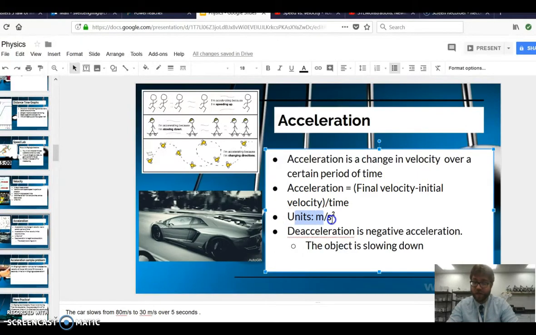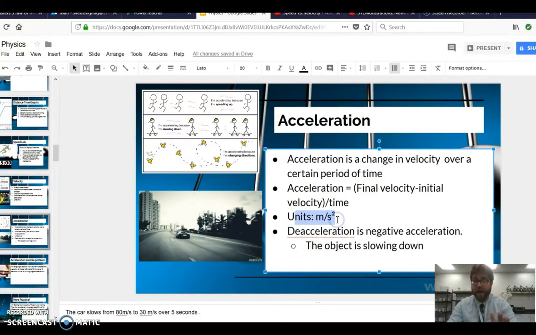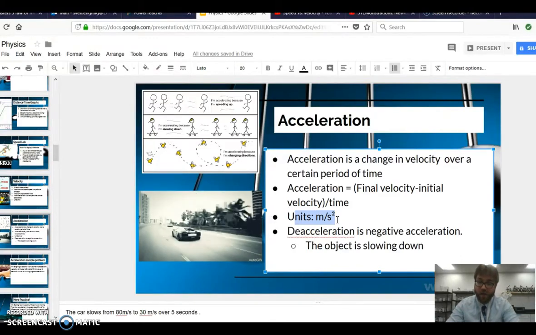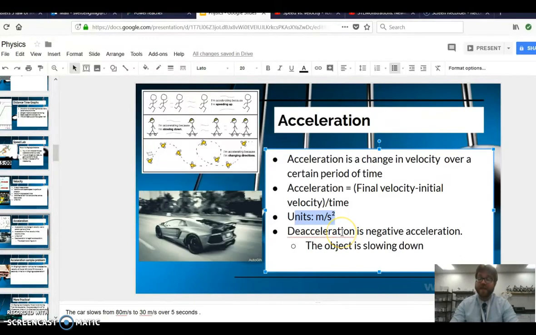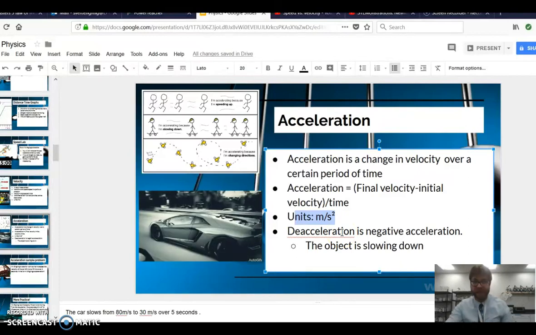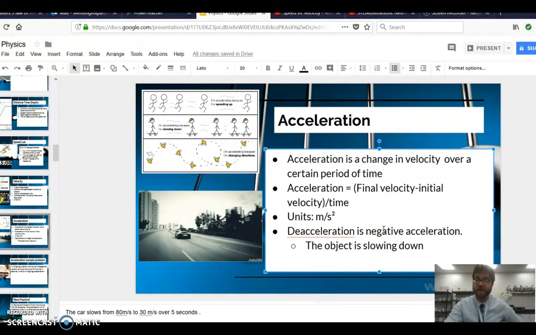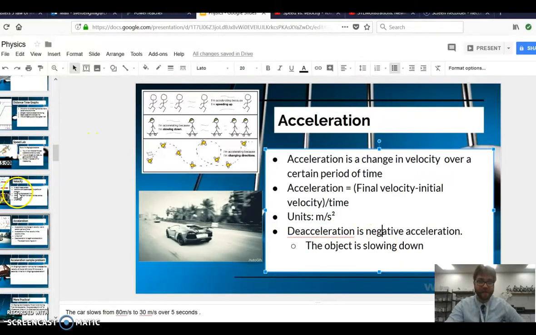Units for acceleration are meters per second squared. And we can also get slower, right? Deacceleration is a thing. If something deaccelerates, it becomes slower, and we will show that as a negative acceleration.